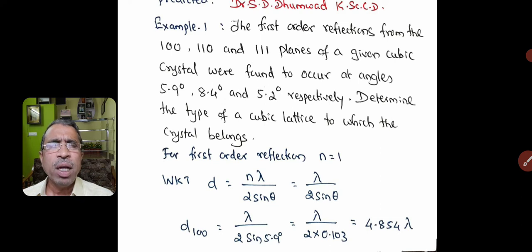And we know that here you have to find out the distance. d is equal to n lambda upon 2 sine theta. So here n is 1, therefore we get lambda upon 2 sine theta. What is the theta value for the 100 plane? It is 5.9 degree. So lambda upon 2 sine 5.9 degree, where sine 5.9 degree is 0.103, gives 4.854 lambda.